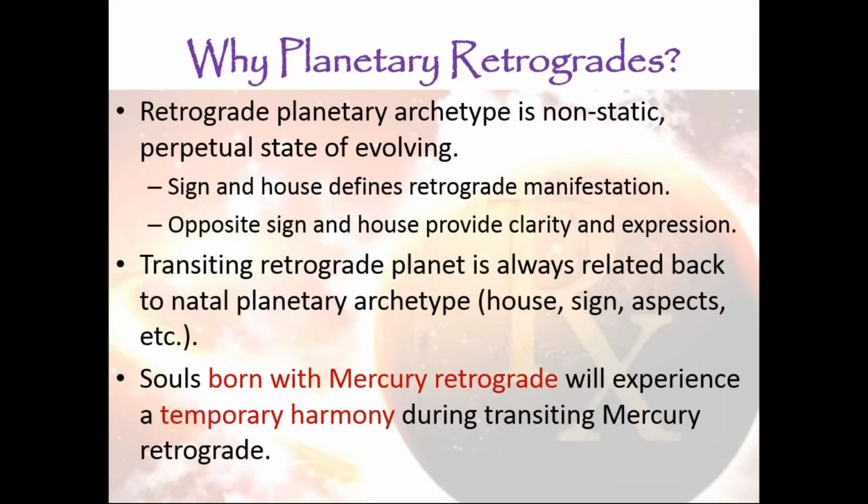If you were born with Mercury retrograde, anytime Mercury is retrograde by transit, you will get a temporary harmony. You will be able to make decisions better. While those who were born with Mercury direct in their natal chart will feel that tension and frustration of the planetary energy not in sync.